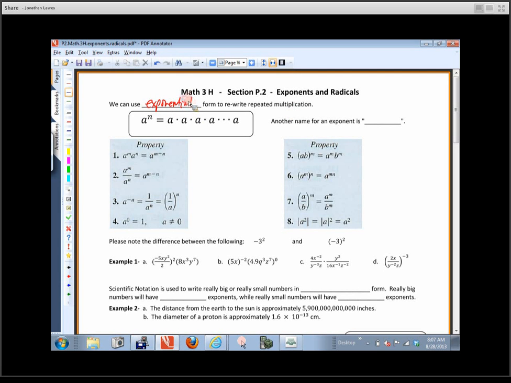Okay, exponents are another way to write a multiplication. They're like shorthand. So this number right here, we call that the base. That number right there is the exponent, and I'm just going to write exp for short. Okay, and then how many of these factors of a do we have?